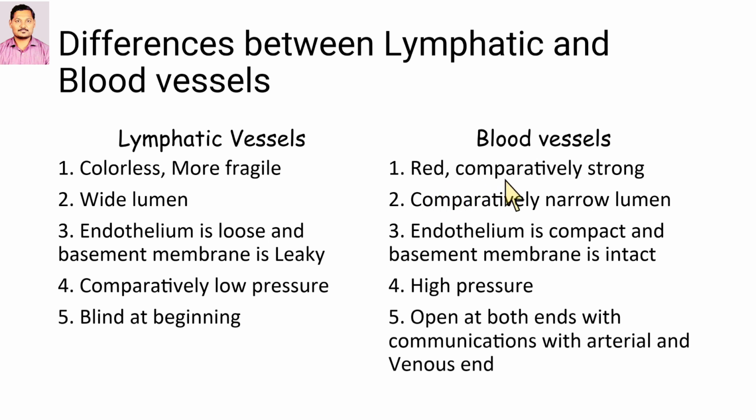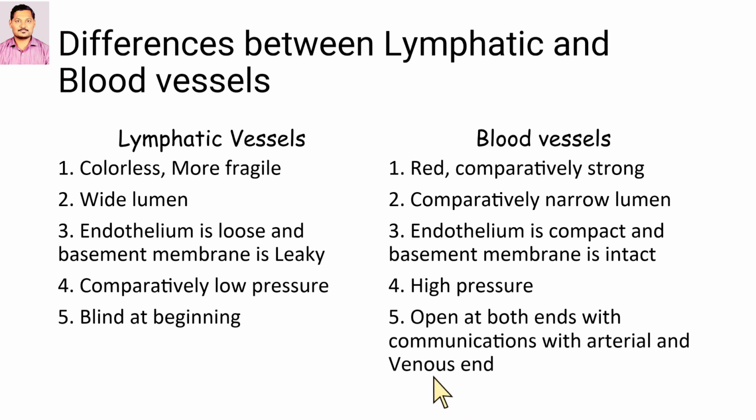Whereas blood vessels are red because of the RBCs, they are strong, and they comparatively have a narrow lumen. Their endothelium is compact as it should normally be, and their basement membrane is intact, it is not a leaky one. High pressure is present in the blood vessels as compared to the lymphatic vessels. Opening at both ends, yes, one end at the capillaries and the other at the arterial end. So there is no blind end. Arterial and venous ends are always there in the blood vessels, and it communicates with the arterial and venous ends, that is true.